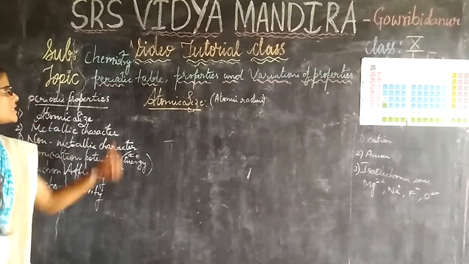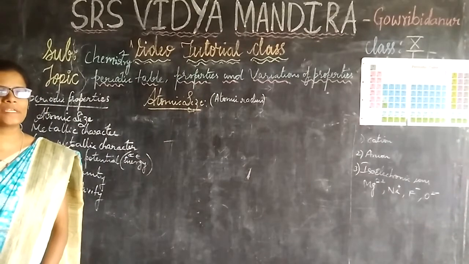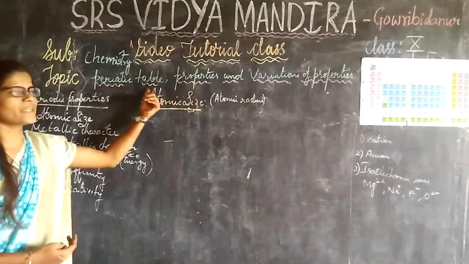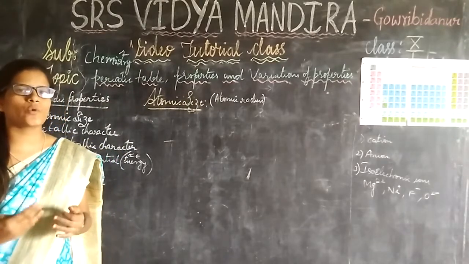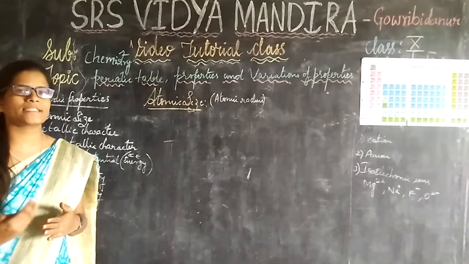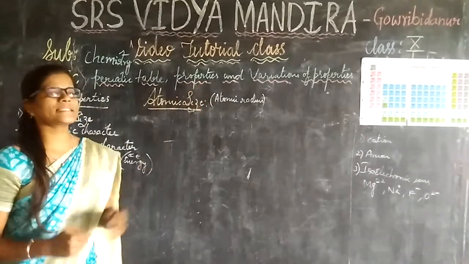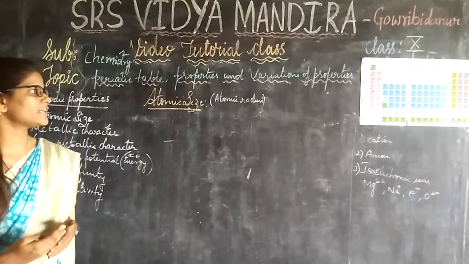And today's topic is periodic table properties and variation of the periodic properties. In the previous class I have discussed in detail what the periodic table is, the classification of the periodic table, and many scientists have put forward their statements regarding this periodic table. Now coming to the properties as well as variations. Variations is nothing but trend in the periodic table.